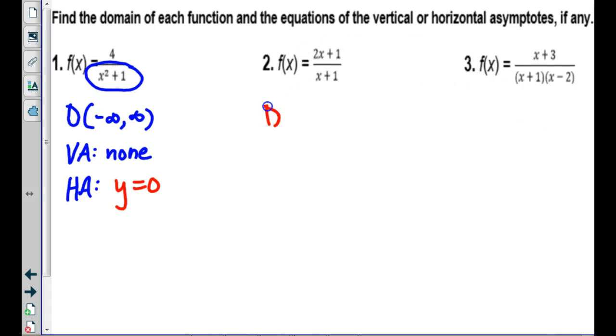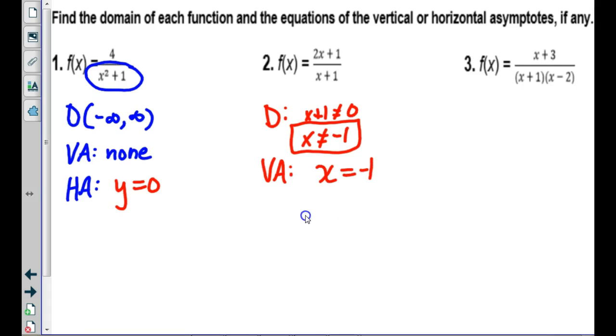Number 2, does the top factor? Does any of it factor? No. Can I cancel any of it? No. No. The domain is all real numbers except what? X plus 1 cannot equal 0, so x cannot equal -1. The vertical asymptote, therefore, would be at x equals -1. The reason you say cannot equal is because it's not part of the domain. The vertical asymptote, remember, is not officially part of the graph. It's just a boundary. That's why it's the same place.